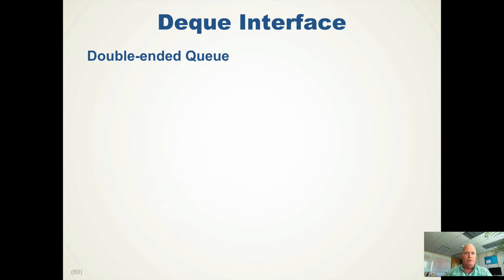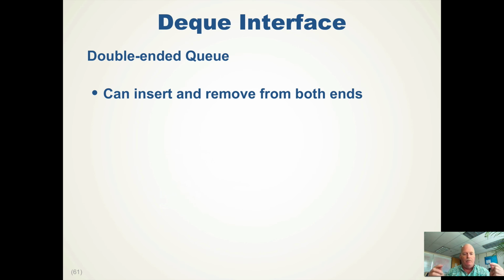So the second kind of queue, an additional kind of queue that I want to talk about briefly, is called a deque. It's a double-ended queue. Get it? Double-ended queue. And so you can add to the front, you can add to the rear, you can remove from the front, and you can remove from the rear. So you can insert and remove from both ends. You still can't get to the middle items, but you can insert and remove from the ends.